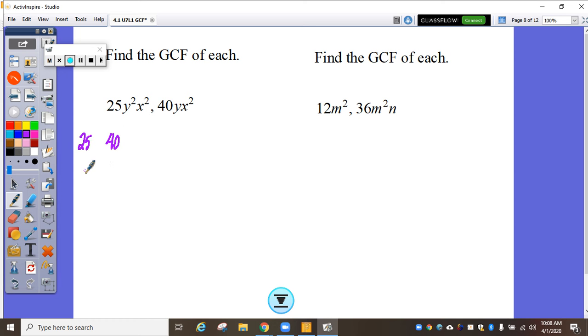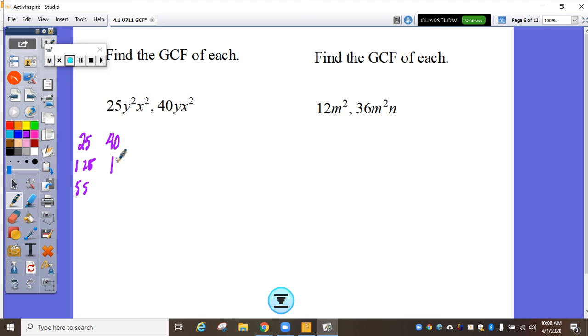So let's list these factors. I have 1 and 25. Sorry, it's 25. 2 does not go in, 3 does not go in, 4 does not go in, 5. All right, so these are my factors of 25.